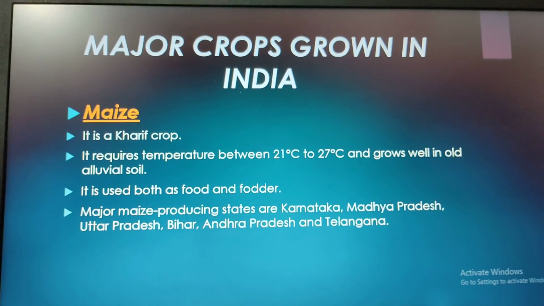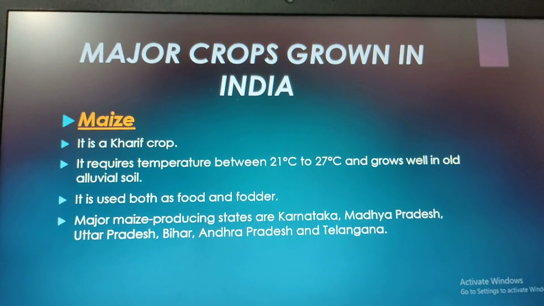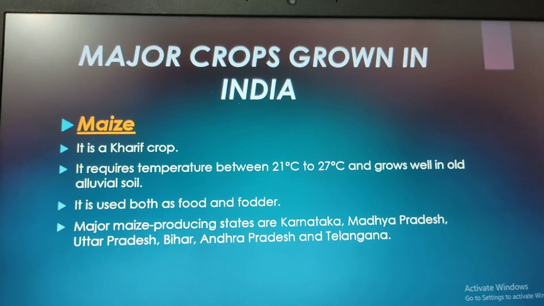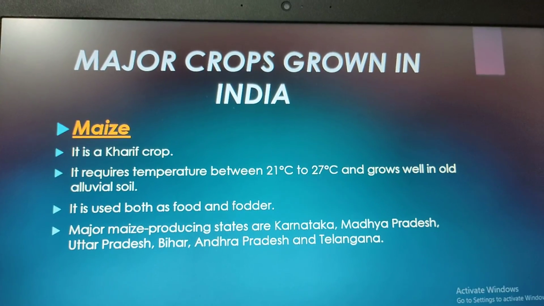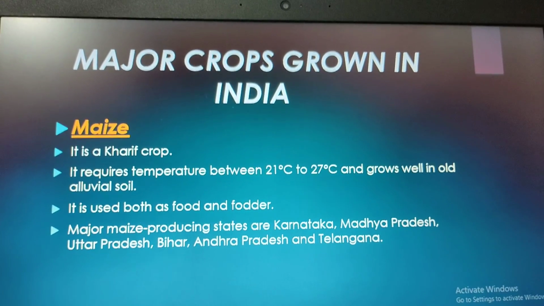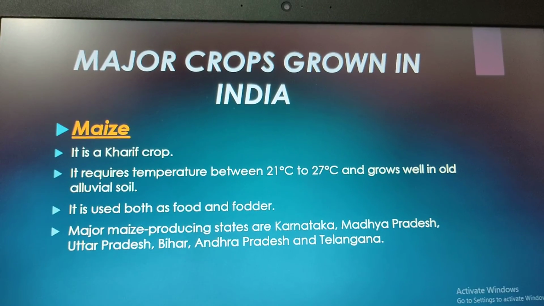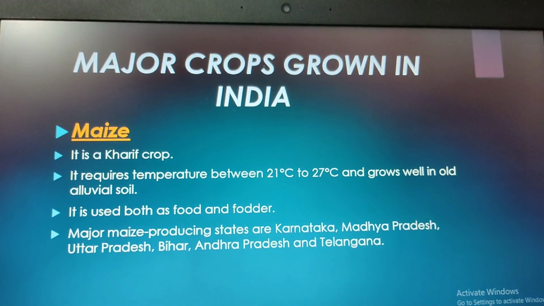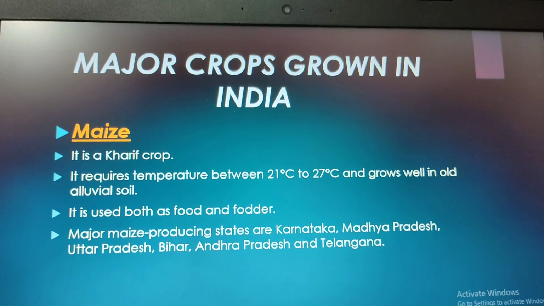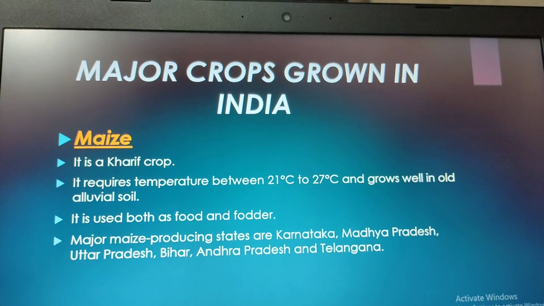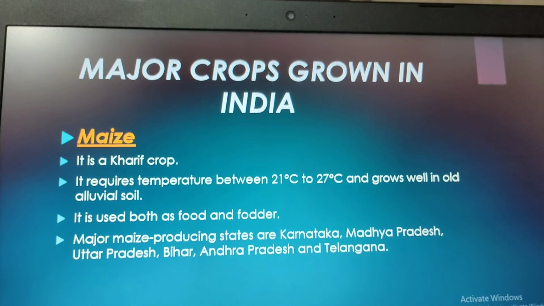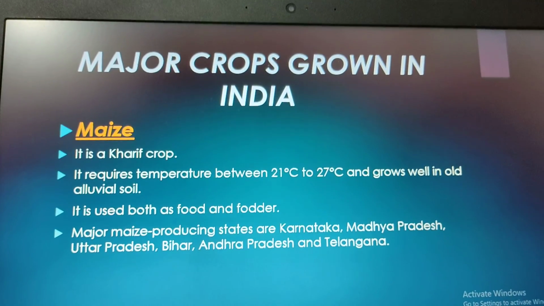Now, maize, it is a kharif crop. It requires temperature between 21 degrees Celsius to 27 degrees Celsius and grows well in old alluvial soil. It is used as food and fodder, means it is used as food also, and it is used as fodder for animals. Major maize producing states are Karnataka, Madhya Pradesh, Uttar Pradesh, Bihar, Andhra Pradesh, and Telangana.